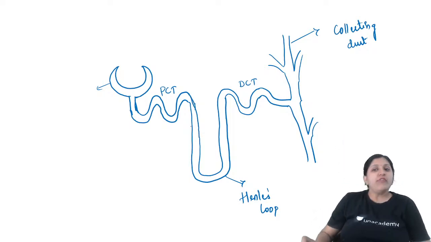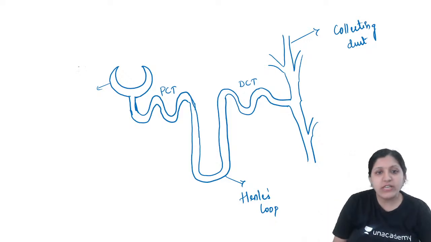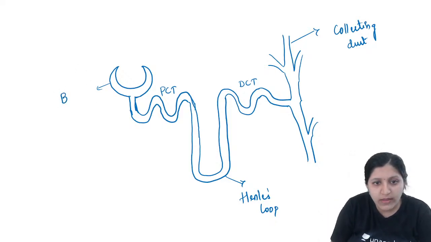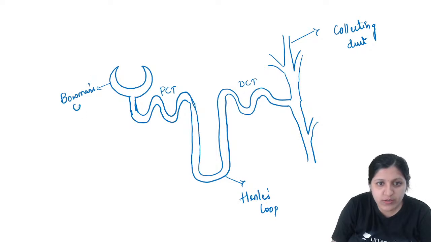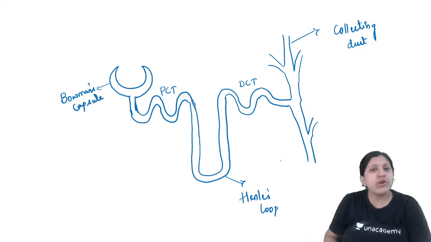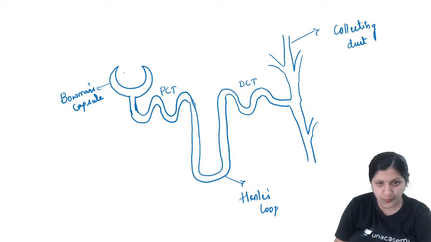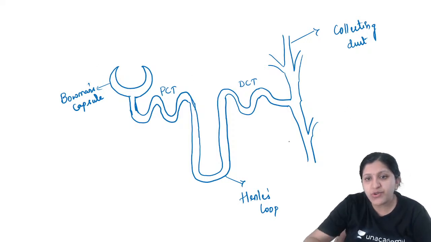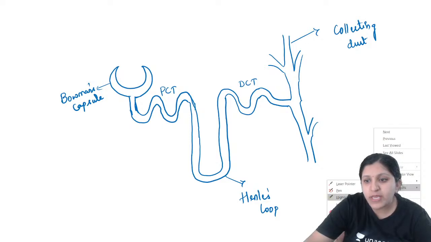Alright, so this one is actually the Bowman's capsule. Okay, so this is Bowman's capsule, and then we need to see the structure of a glomerulus also. I'll just draw the structure of the glomerulus, and together we can make out the different structures there.